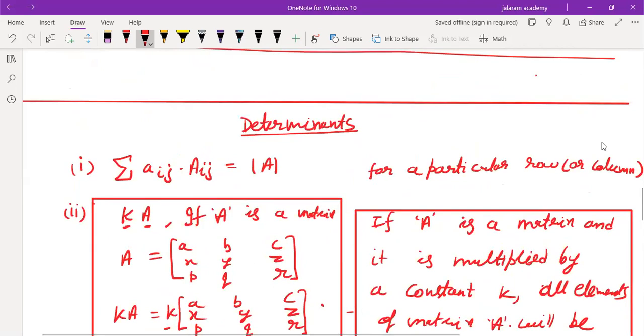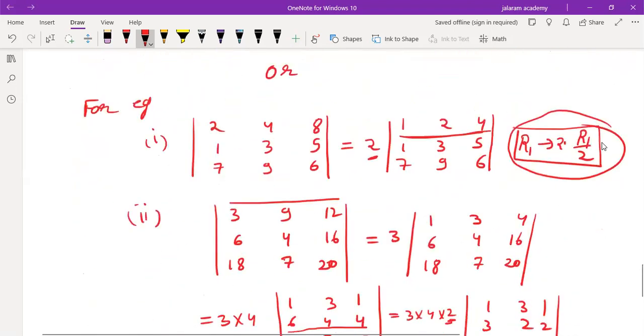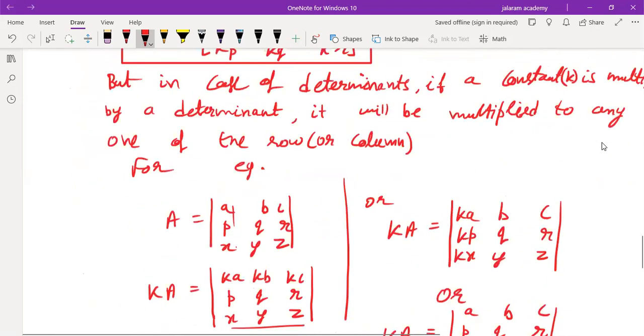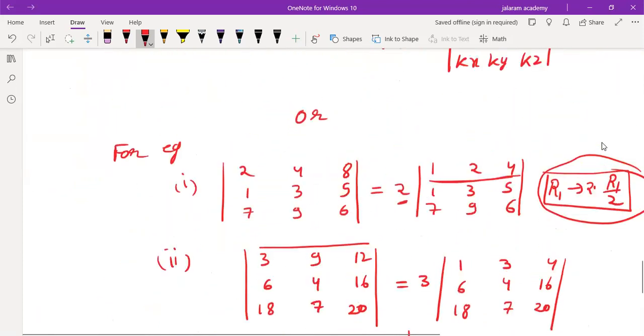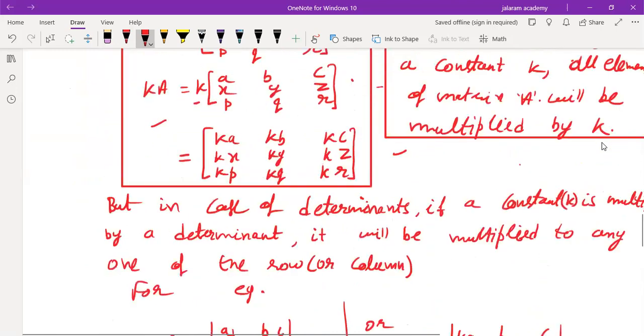The sum of products of elements of a row and their cofactors always gives the determinant, and for a column it is also true, which we have discussed in previous sessions. So hope you all must have understood this property.